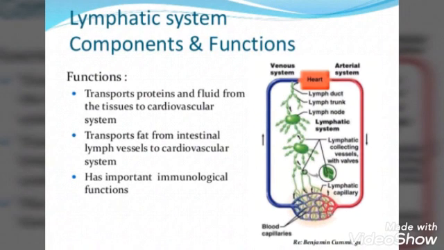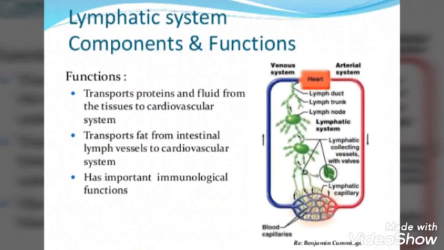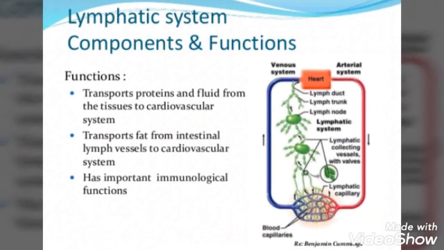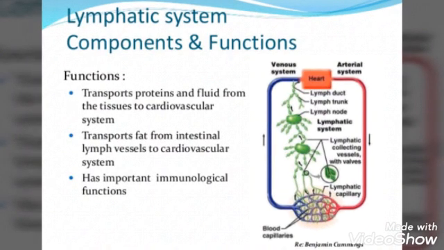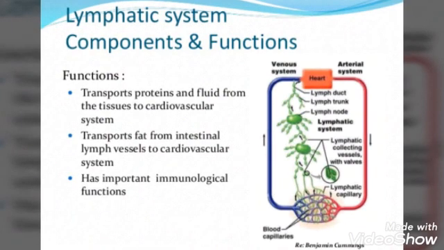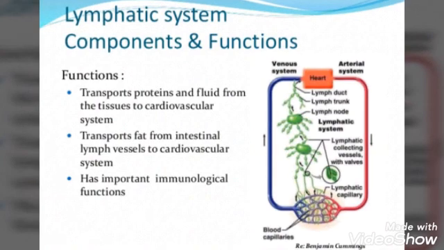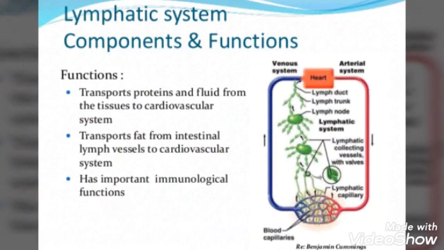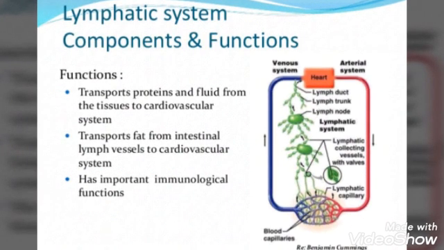The functions of the lymphatic system are: transports protein and fluid from the tissues to the cardiovascular system, transports fat from intestinal lymph vessels to the cardiovascular system, has important immunological functions. So it serves like blood vessels. Instead of blood, it carries the nutritious element to the cardiovascular system, then carries fat to the cardiovascular system and has immunological functions, that is, it provides immunity to the person.